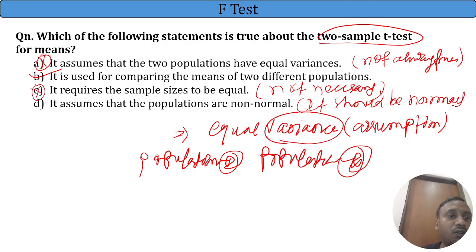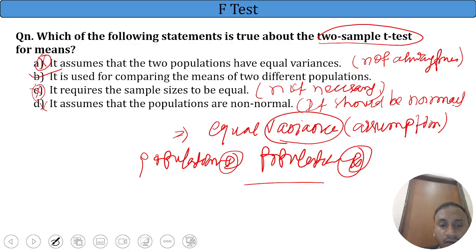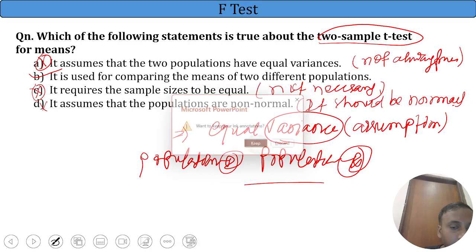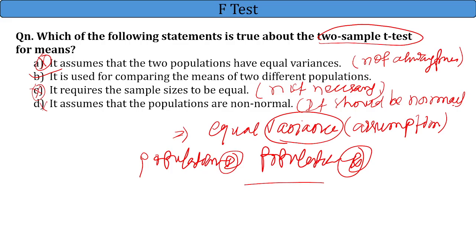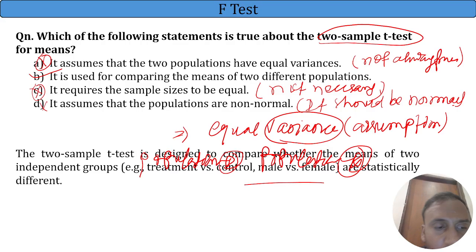I think this question is clear. Shall I go ahead? Yes, sir. You can go ahead. Yes, sir. Clear, sir. Okay, the two sample t-test is designed to compare whether the means of two independent groups are statistically different. It's going to be the mean, not the other things.